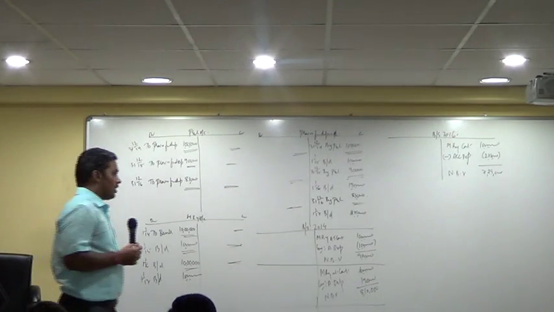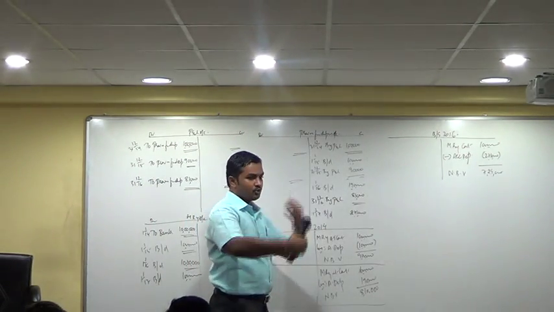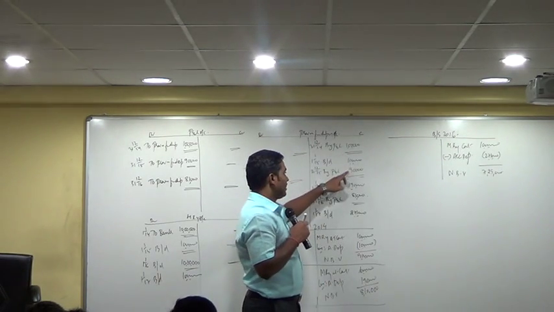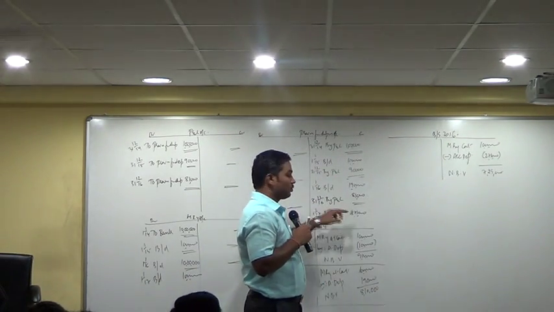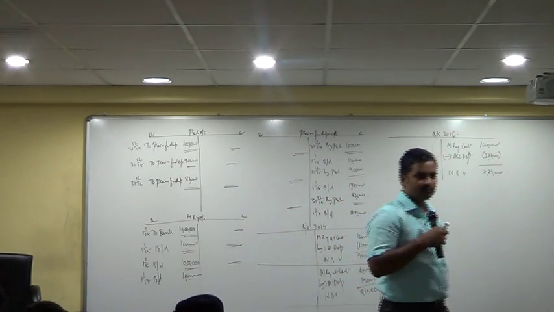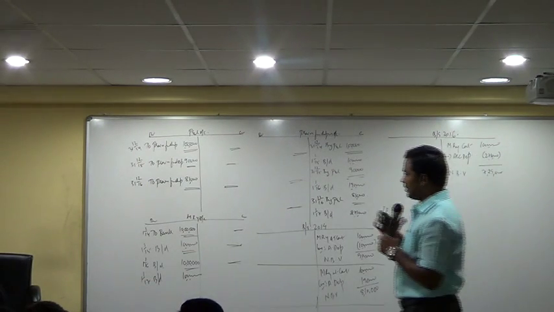So why is this account called accumulated depreciation? In this account we are accumulating depreciation. First year we had only 1 lakh. Second year we got 1,90,000. Third year we got 2,71,000. So depreciation is getting added, accumulated. One more year you want to do? Okay, we'll do one more year.